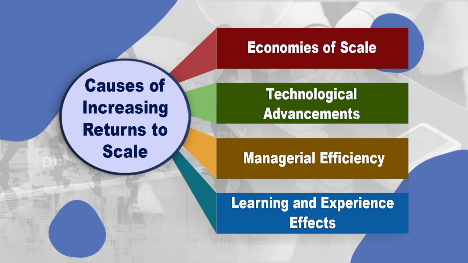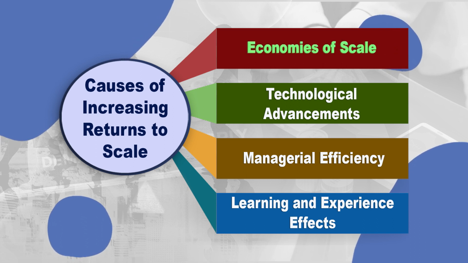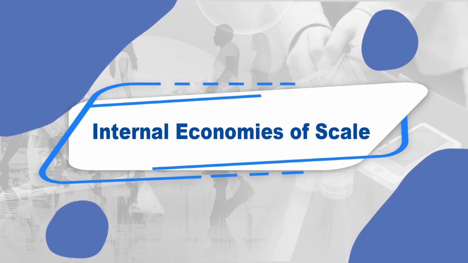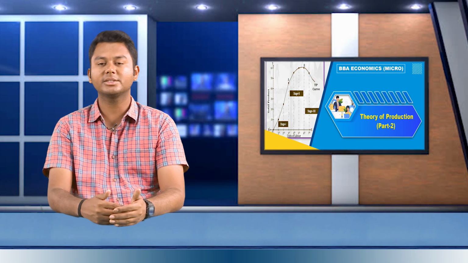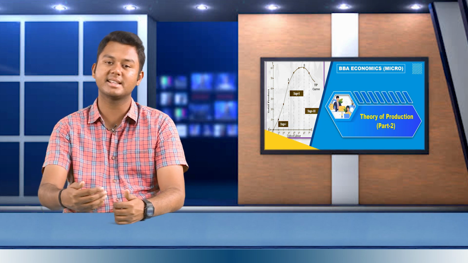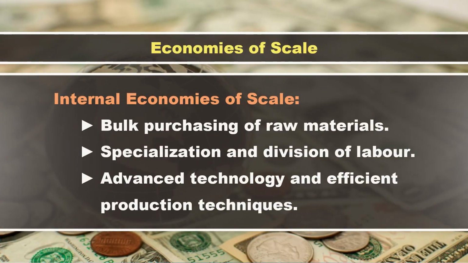Let us now look at the causes of increasing returns to scale. First is economies of scale. So let us understand internal economies of scale. This is the cost advantage that a firm experiences as it increases output due to factors such as bulk purchasing of raw materials, specialization and division of labor, advanced technology and efficient production techniques.